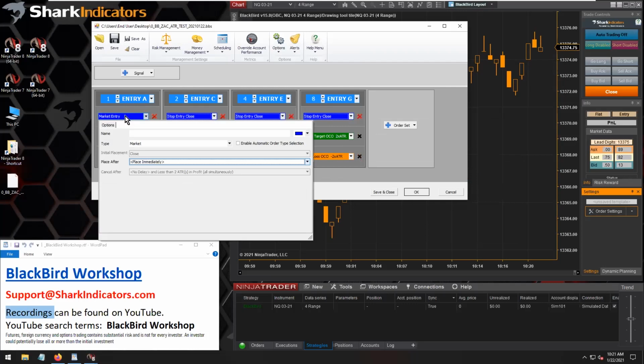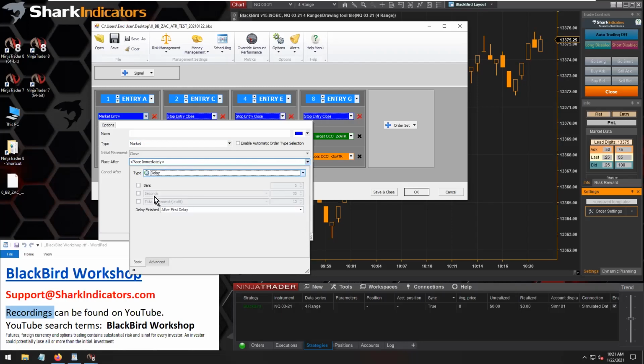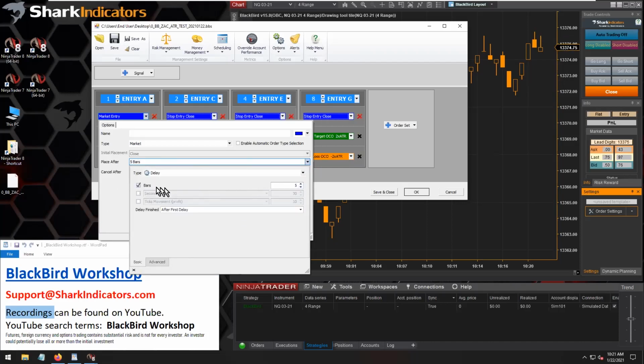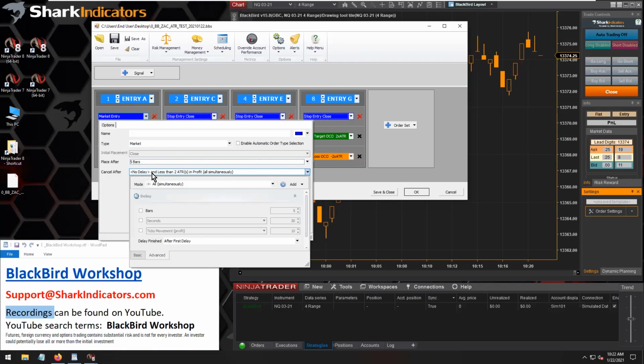Now if we look at order A, because it's a market order, the cancel after is actually disabled, right? Because you can't cancel a market order. It gets filled instantly, so you can't cancel that order. Now, if we do add a delay mechanism here, let's just add a simple 5-bar delay. So right now we're just waiting for 5 bars to go by, and then this market order will get submitted to the market. So now we can actually cancel that. So you could create a cancel condition here that has the opportunity to cancel this market order before it gets submitted to the market.